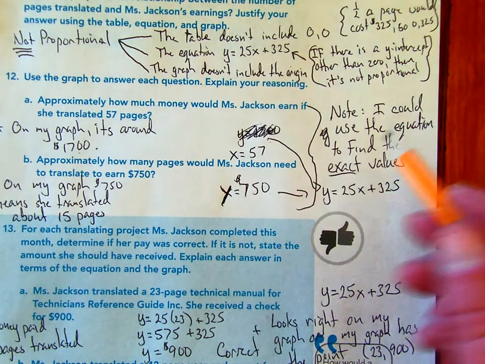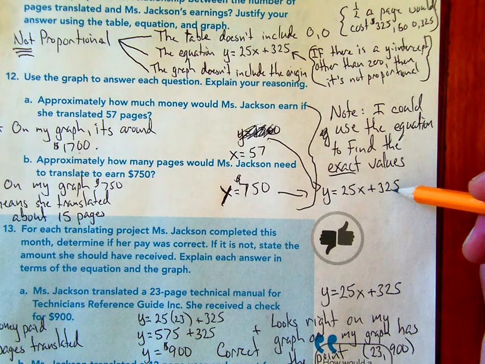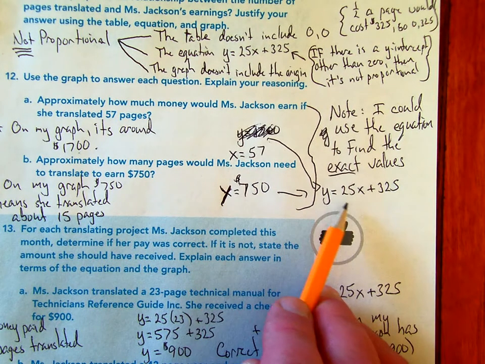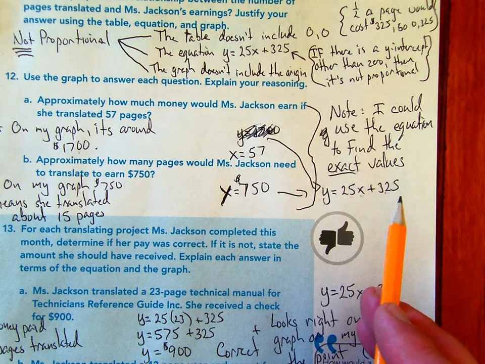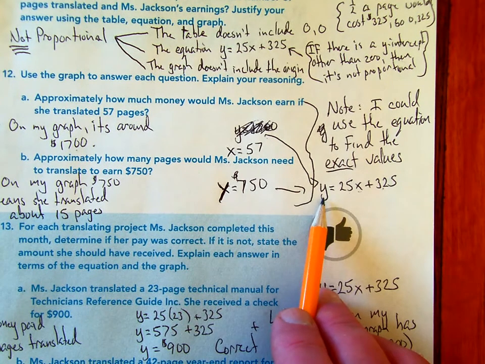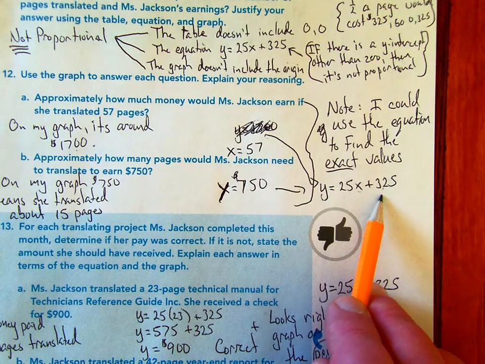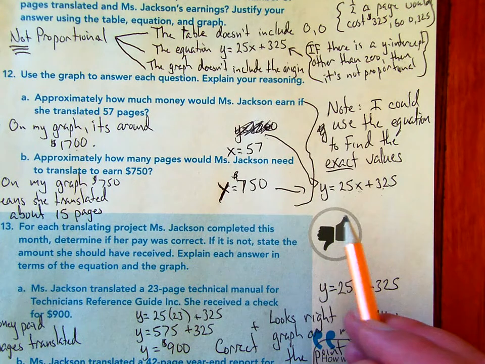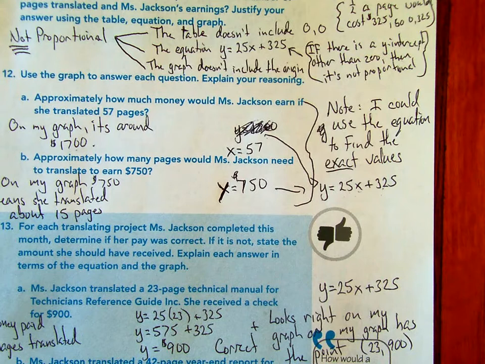Again, if I use the equation y equals 25x plus 325 and plug in the value x equals 57, 25 times 57 plus 325, I could get an exact value. On part B, if y equals 750, I could say 750 equals 25 times x plus 325, use my steps to solve a two-step equation, and I could find out exactly what x equaled. But it's not asking me in this case for that amount.